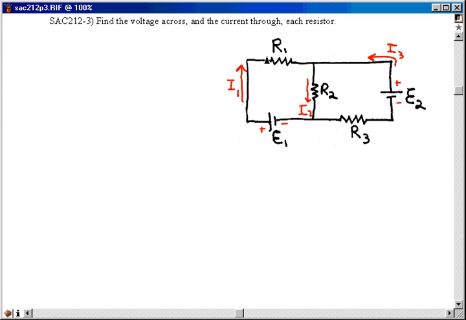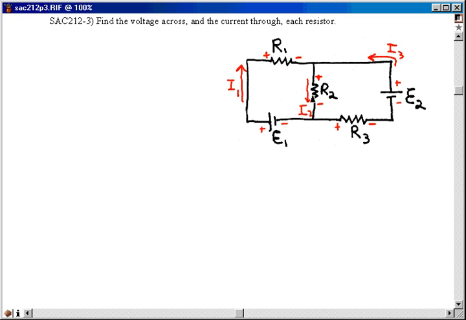Based on the current directions, I can now identify the high side and the low side of the resistors. The current always enters the high side and exits the low side. So I2 comes in here, that makes that the high side, and this the low side. Over here for this resistor, I3 comes through in this direction. That'll be the high side and the low side.